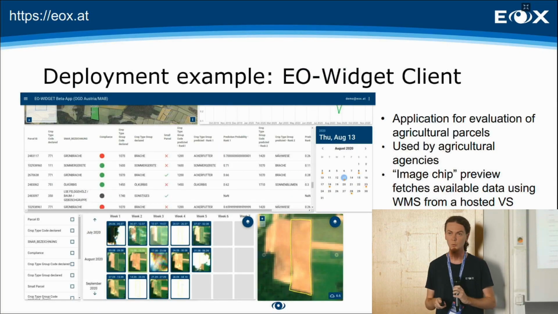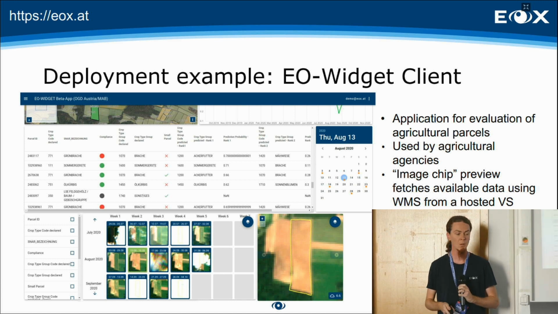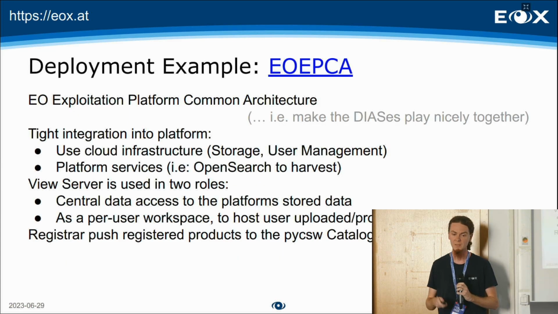There are two deployments that I wanted to talk about. One is a tool called EOWidget Client that we use in many agricultural applications, where we use it for WMS exclusively. You can see it on the image chips in the bottom, where the database is queried for the list of available times, and for each of them, the WMS request is sent for a certain agricultural parcel on the map.